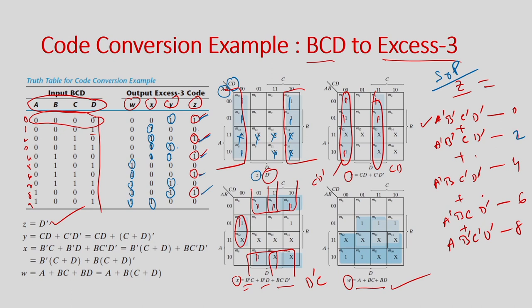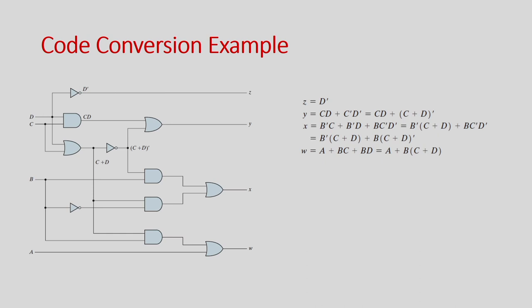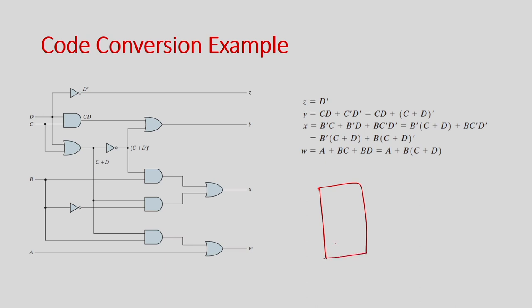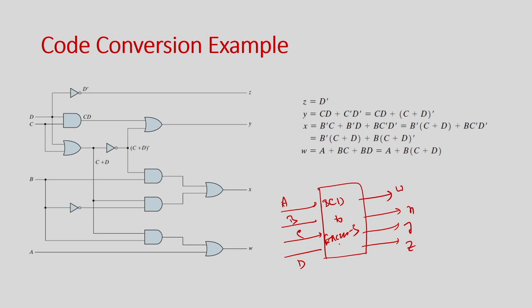Once I get this, this is my minimal expression corresponding to each output in terms of the inputs, which is well understood. Then I have also discussed that you can think of this circuit as a code converter which has input A, B, C and D, and output W, X, Y and Z, which is a BCD to XS3 converter. So I have 4 outputs with the same inputs A, B, C, D, and I already obtained the minimal expressions. So what I can do now is multi-level logic optimization.